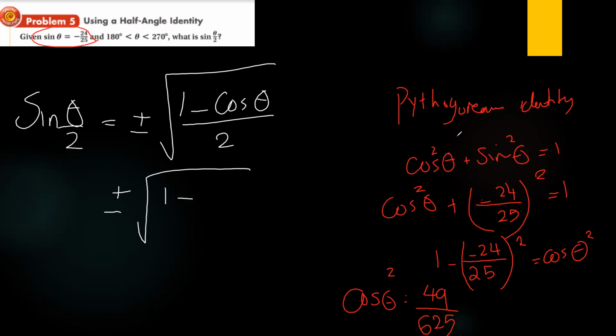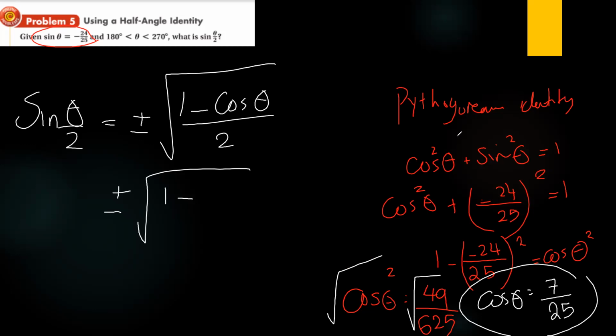Then under the square root, so cosine of theta will be, what is the square root of 49? It's 7. And the square root of 625, it's 25. So I found now cosine of theta by Pythagorean identities. After I found it, I will substitute it here in order to find sine of theta over 2.